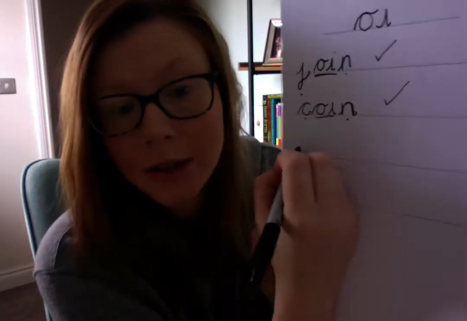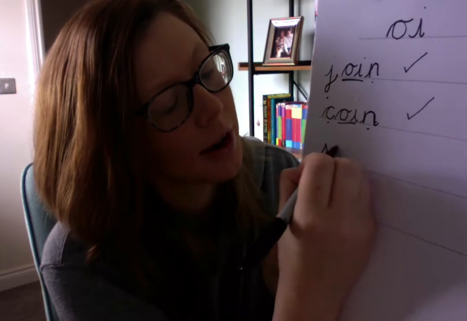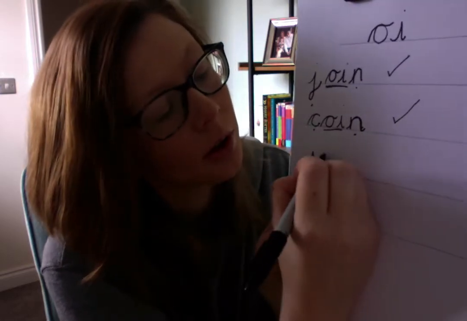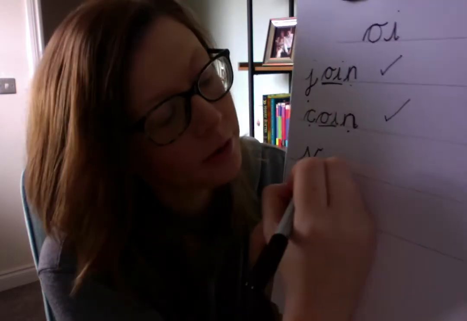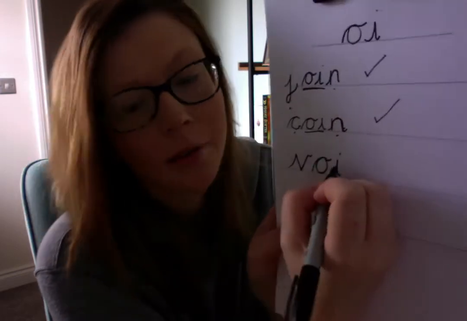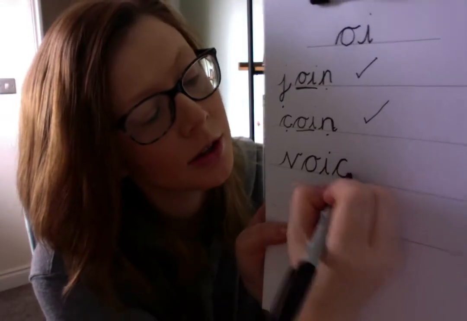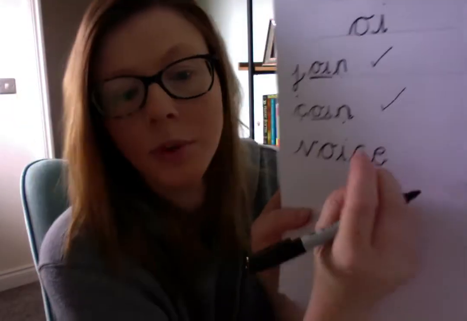Ready? All these letters should be the same height. Ready? V. Nice and spiky. V. Hook on the top. V. Oi. And then we should have our C E digraph. Voice. Give yourself a big tick. Well done. Excellent job.